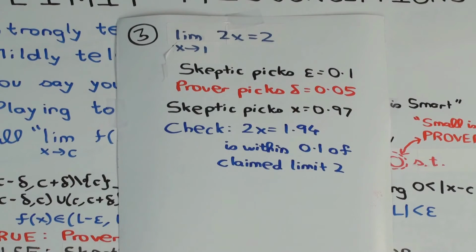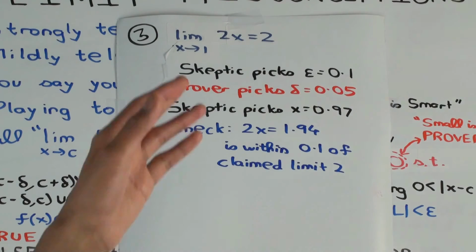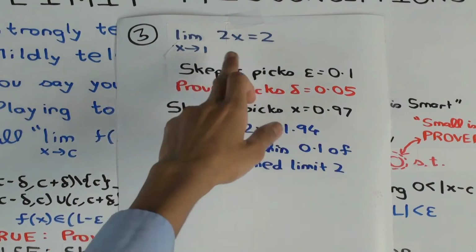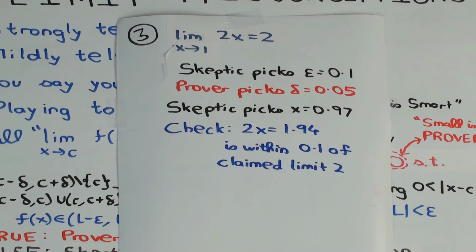So who won the game? If the thing is within the interval, then who wins? The prover. The prover wins, right? So the prover won the game, so therefore this limit statement is true, right? So what's wrong with this as a proof that the limit statement is true? How is this not a proof that the limit statement is true?